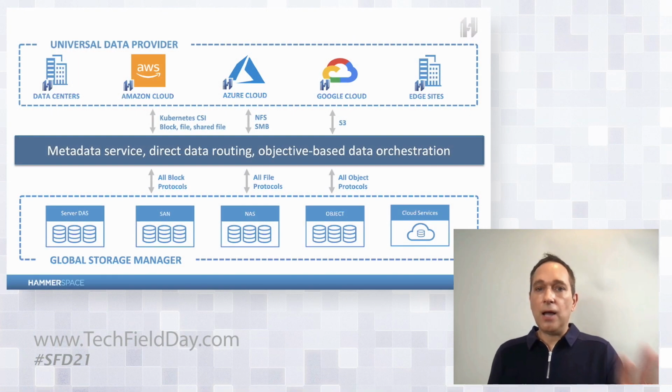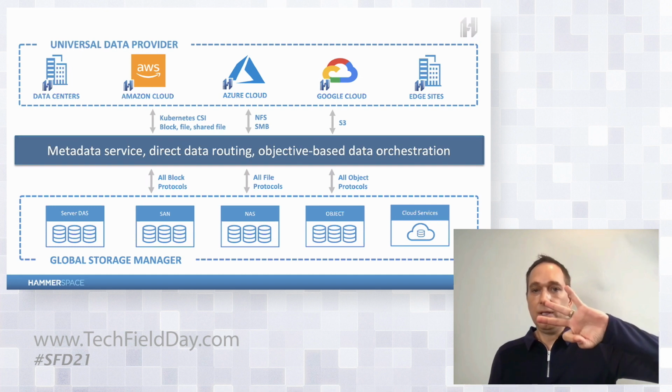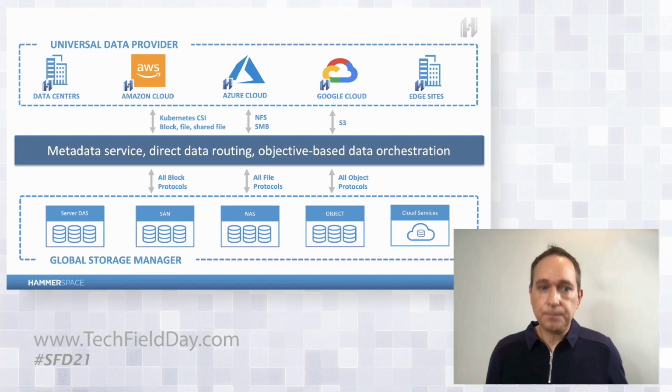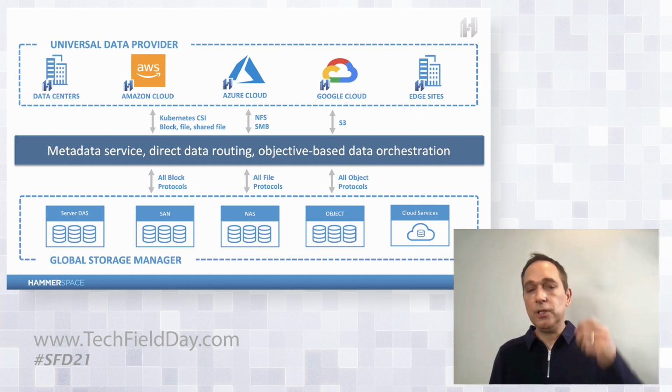So let me stop. One last thing on this slide. I want you to take away from this 3 things. These are the 3 basic principles of storageless data. 1 is global storage manager. 2 is the middle layer with metadata service, direct routing, and the orchestration. Let's talk about that as the orchestration and presentation layer. And number 3 is universal data provider. It has to be able to provide data across different data centers, active, maybe eventually consistent, but active, across all different protocols. And those are the 3 basic principles.